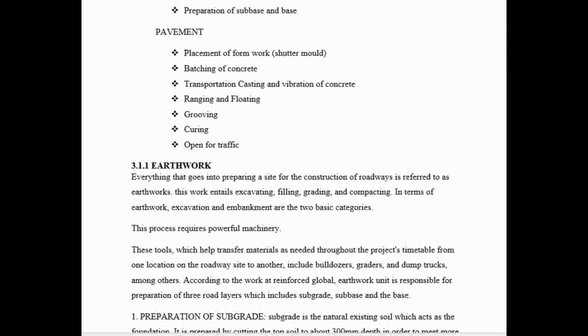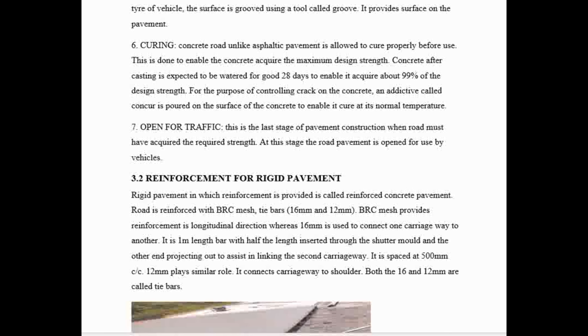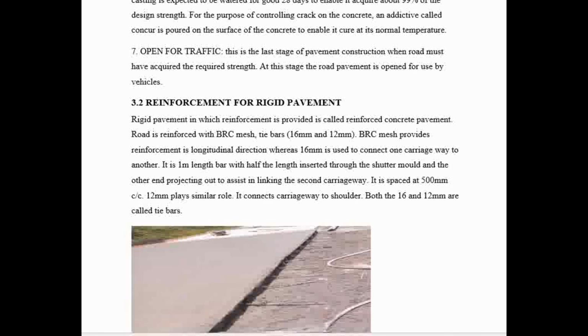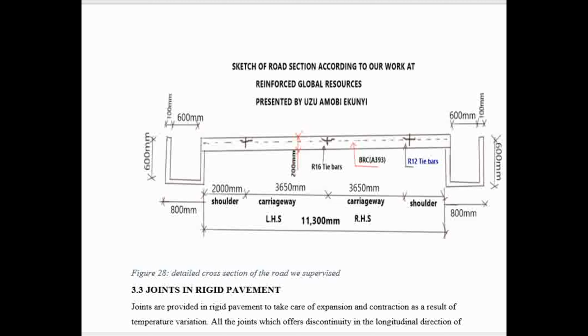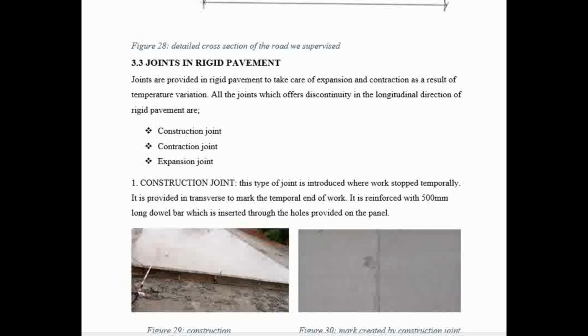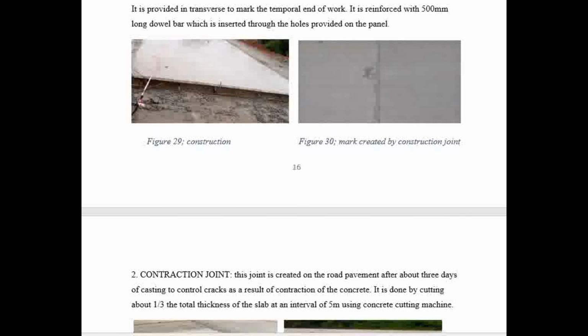After 3.1, I have 3.2, and in my 3.2 I have reinforcement for rigid pavement. Here I explain how rigid pavement is reinforced. This is the layer of the road where I worked. I used my laptop to sketch this to explain all the reinforcement and how they are being implemented in the site. After reinforcement, I have 3.3, which is joints in rigid pavement. I explained everything about that, and I also showed pictures of where they are located in the site.